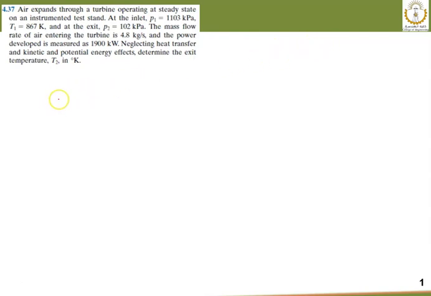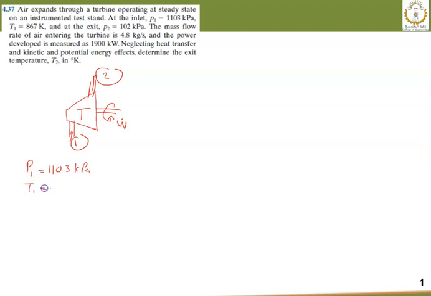So turbine, we'll use this symbol of the turbine. This is the inlet and that's the outlet, and this is the turbine which will develop power W. The inlet is number 1 and the outlet is number 2. At the inlet we have P1 equals 1103 kilopascal and T1 equals 867 Kelvin.